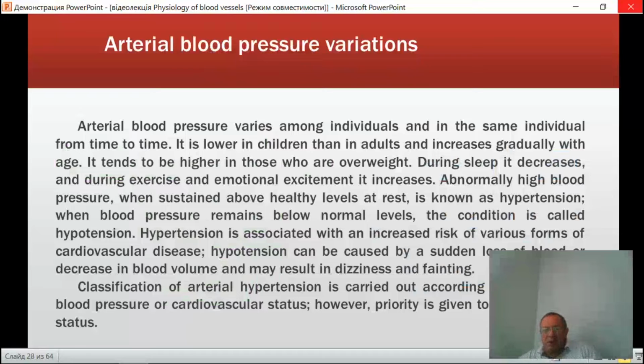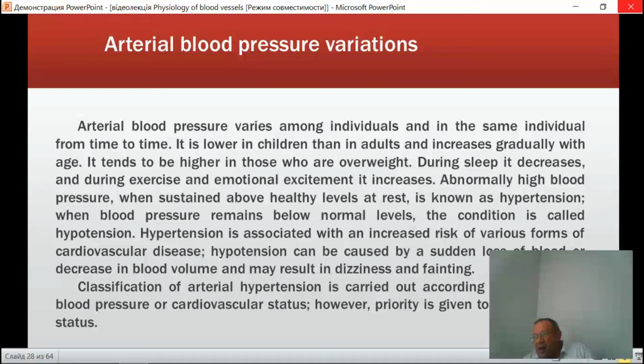Arterial blood pressure variations. Arterial blood pressure varies among individuals and in the same individual from time to time. It's lower in children than in adults and increases gradually with age. It tends to be higher in those who are overweight. During sleep, it decreases, and during exercise and emotional excitement, it increases.